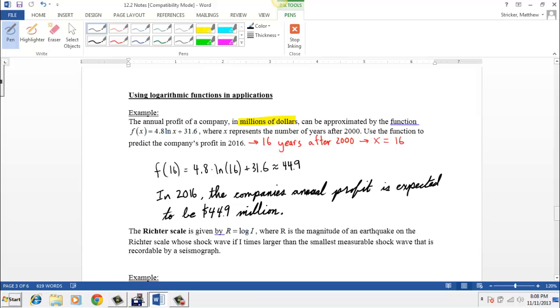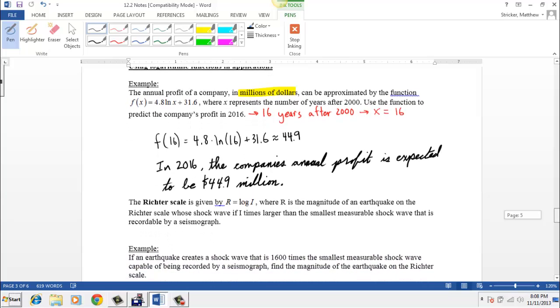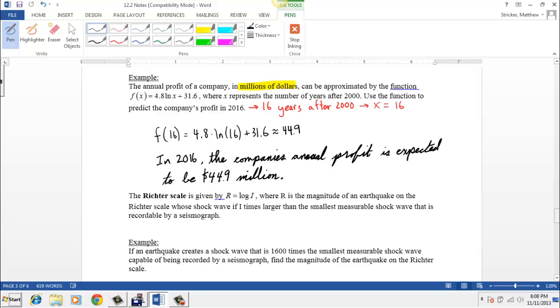Okay, fairly easy. Another application, which is a more common application of the logarithm, is the Richter scale, which we all know is used to measure magnitudes of earthquakes. We've all heard that, especially growing up in Northern California and seeing some big earthquakes here. I can still remember the one in 1989 that happened during the Giants and the A's World Series run. The Richter scale is given by R equals the log of I, where R is the magnitude of an earthquake on the Richter scale, whose shock wave is I times larger than the smallest measurable shock wave that is recorded by a seismograph.